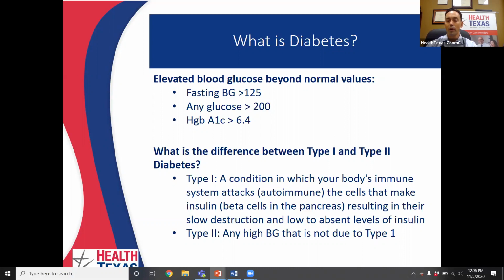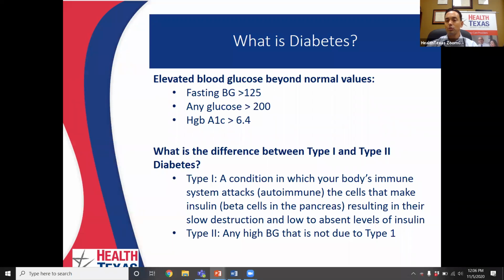So what are normal values and how do we look at that? That can be defined a couple different ways. One is any fasting blood sugar greater than 125, so 126 and greater, meets the criteria for diabetes. By the way, a normal fasting blood sugar should be under 100. So between 100 and 125 is what we would call pre-diabetes, or impaired fasting glucose, or IFG. But diabetes will be 126 and greater.